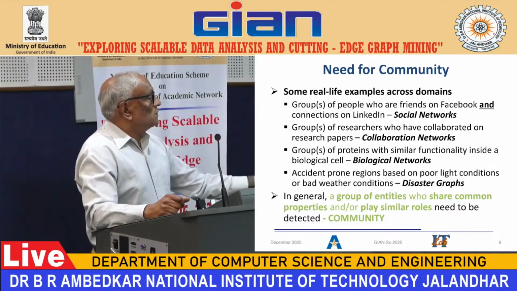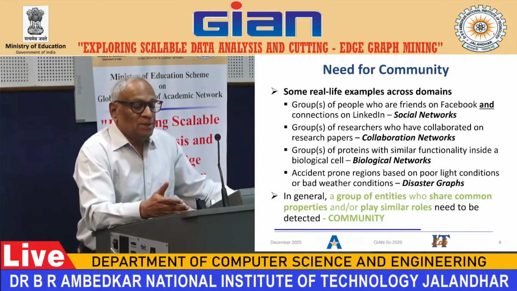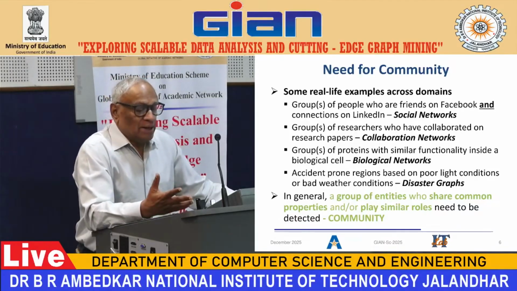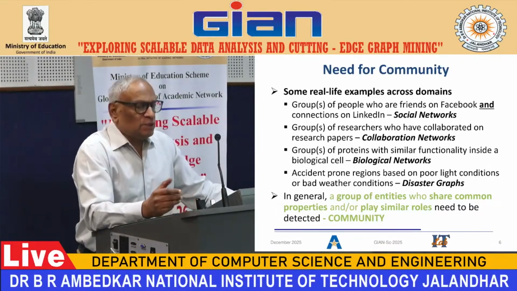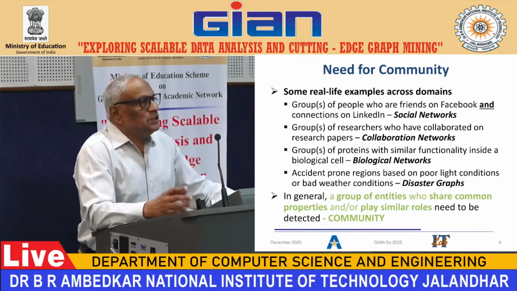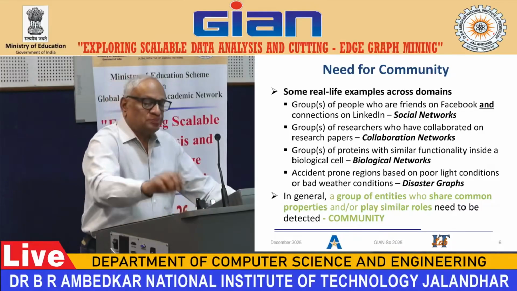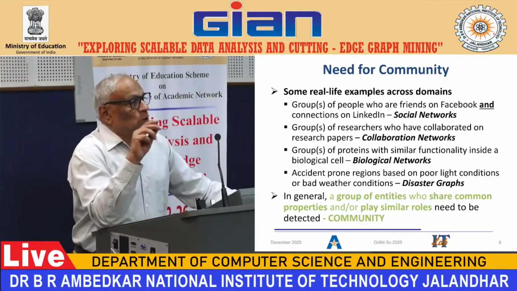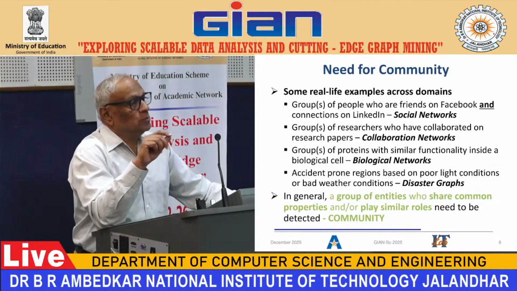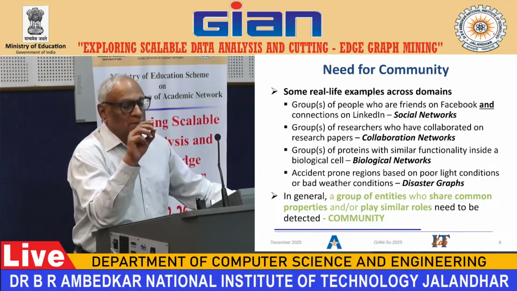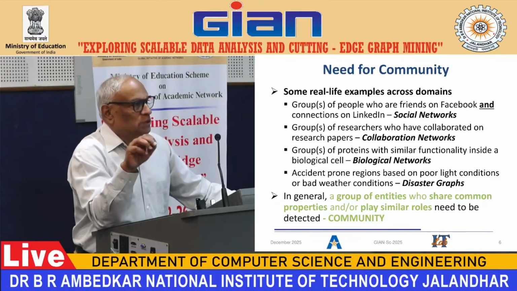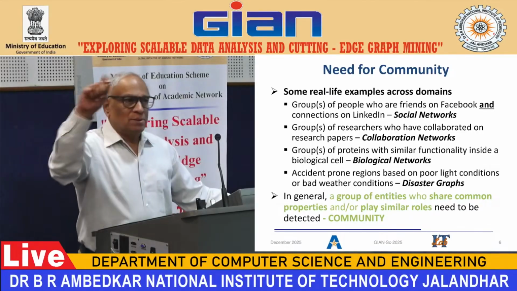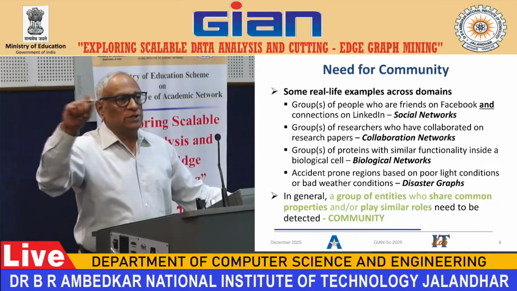So we have done some work in what we call disaster graphs. We have a data set from UK accidents. The UK has a huge data set for each year where they have listed every accident for that year: location of the accident, latitude, longitude, road condition, weather condition, whether it was snowing or not snowing, whether it was raining, whether it was sunshine, whether it was a fatal accident, whether it was a non-fatal accident.